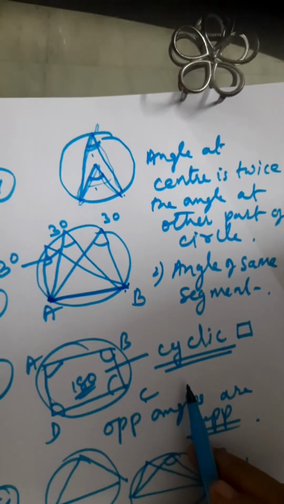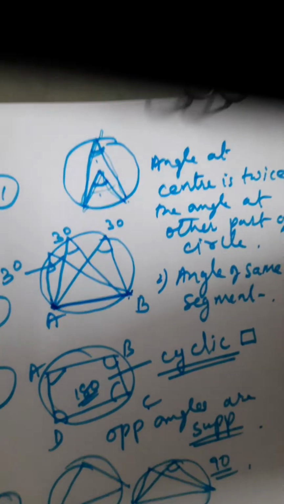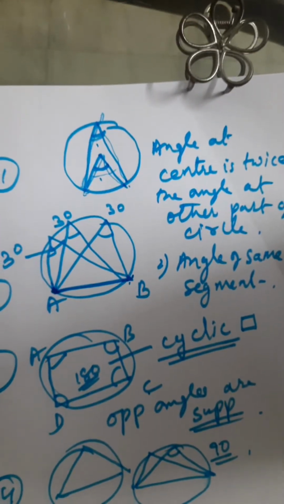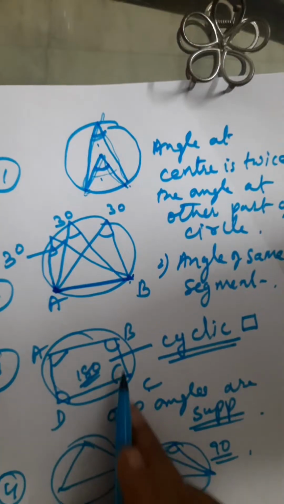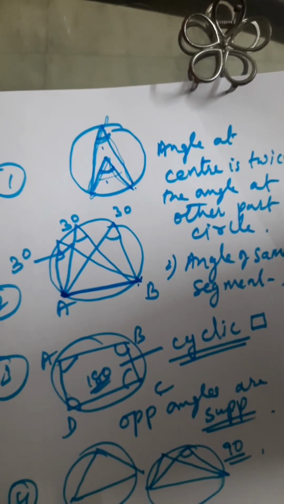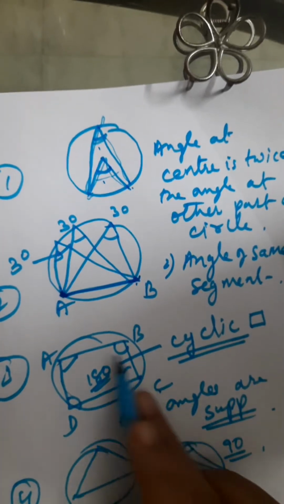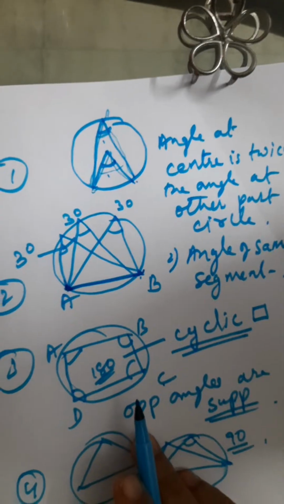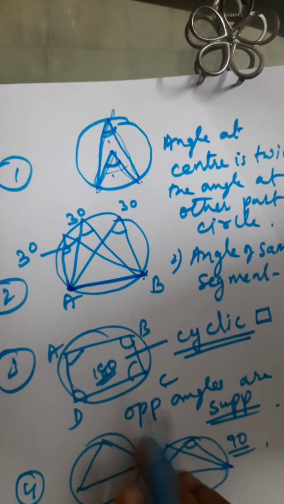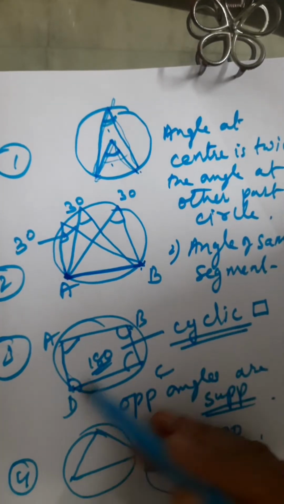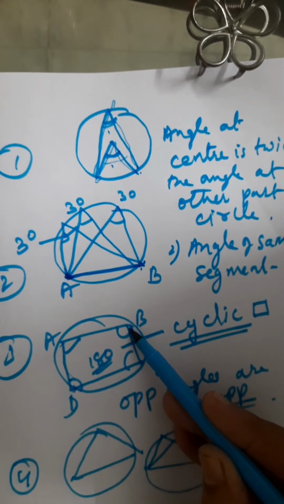Now the next part, the third property: in a cyclic quadrilateral, opposite angles are supplementary. What is called a cyclic quadrilateral? A quadrilateral which is formed on a circle. A quadrilateral which is inside the circle is called a cyclic quadrilateral. In a cyclic quadrilateral, always opposite angles are supplementary. So here angle B and C will be supplementary.